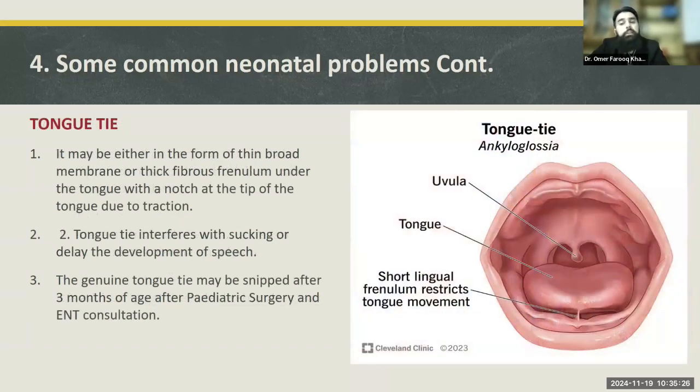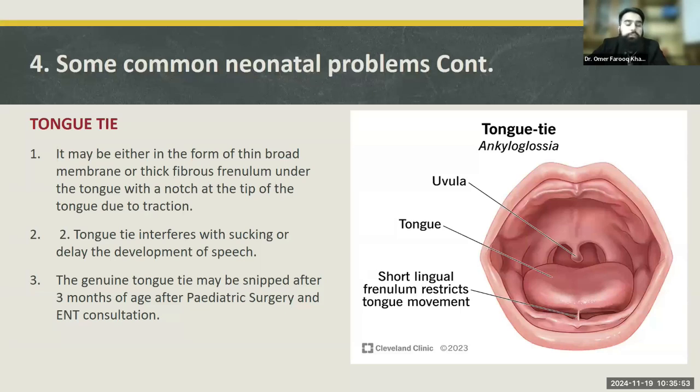Then there is a problem which many of the babies suffer from, and that problem is called tongue tie. The medical terminology for it is ankyloglossia. Glossia is basically for the word tongue. Tongue tie may be either in the form of a thin, broad membrane or a thick, fibrous frenulum under the tongue with a notch at the tip of the tongue due to traction.